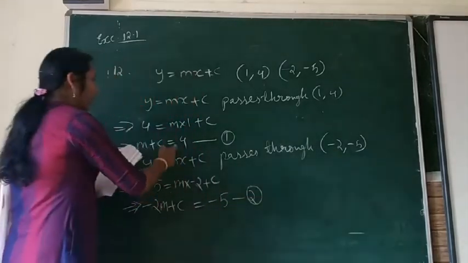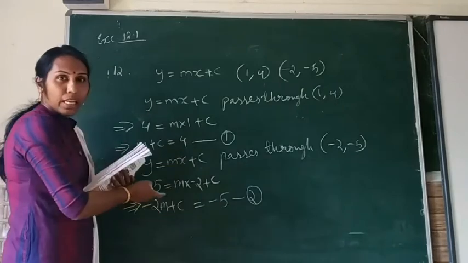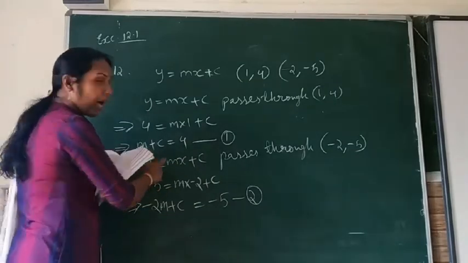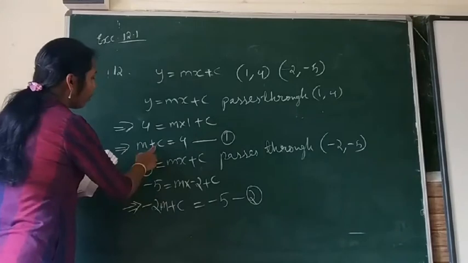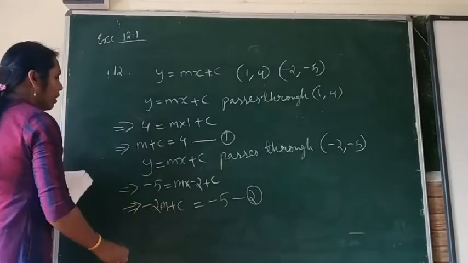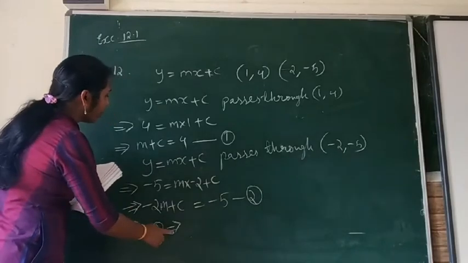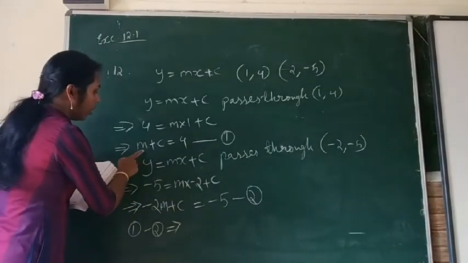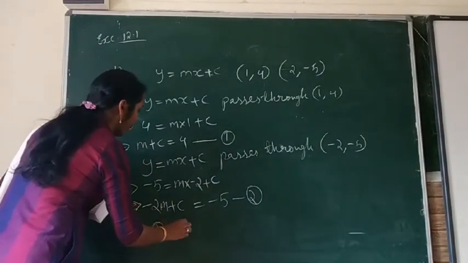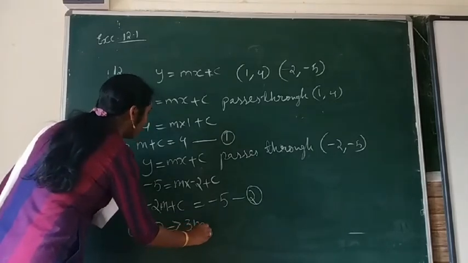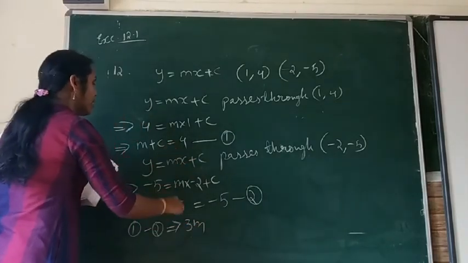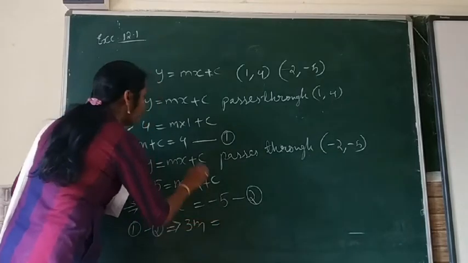Now, this is a pair of simultaneous linear equations with the variables m and c. By solving this, we can find out the value of m and c. That is, subtracting equation number 2 from equation number 1, we get m minus minus 2m, that is 3m, and c will be cut, is equal to 4 minus minus 5.